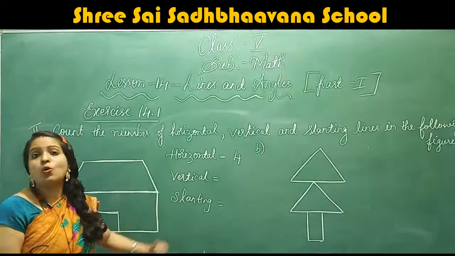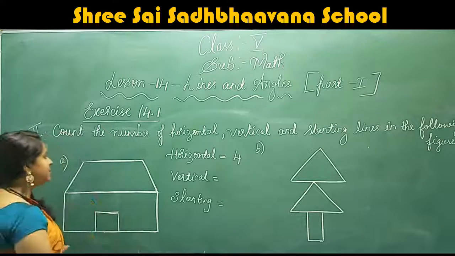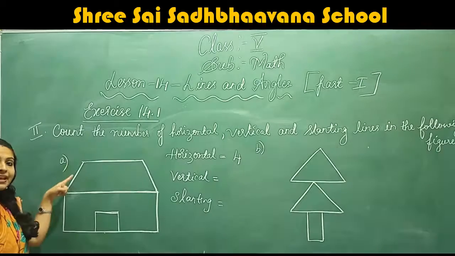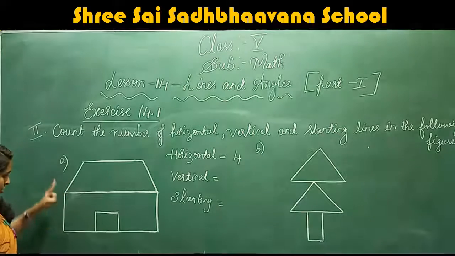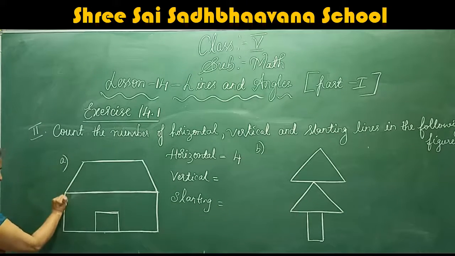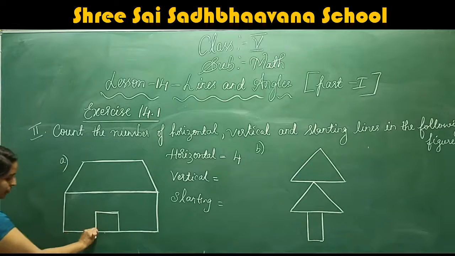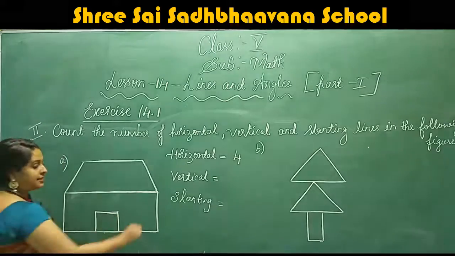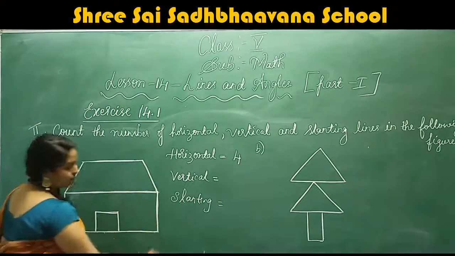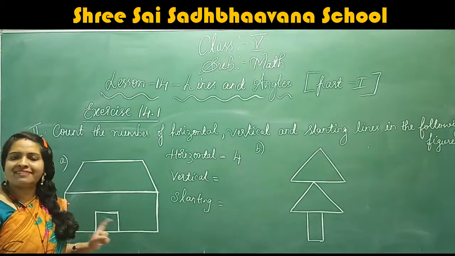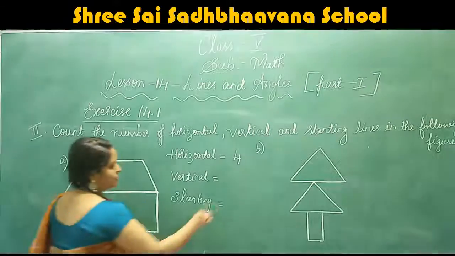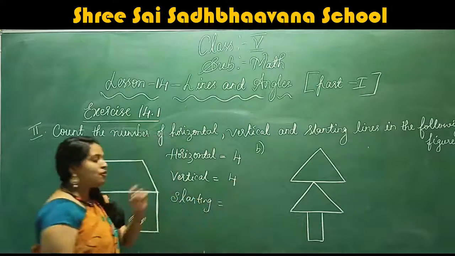Now let us see the vertical lines. Is this a vertical line, children? No. Then which type of line is it? Slanting line. So the vertical lines: one is here, this is the second one, this is the third one, and this is the fourth one. So how many vertical lines are there in this figure? There are 4 vertical lines.